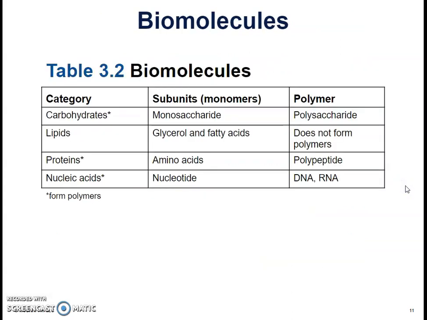Here are the four categories of biomolecules: carbohydrates, lipids, proteins, and nucleic acids. Here we have a table showing the monomers, or the single units that make them up, and the name of their polymer. Notice lipids do not form polymers.